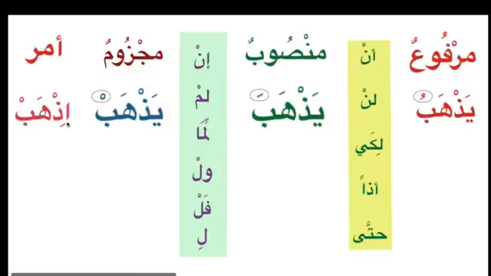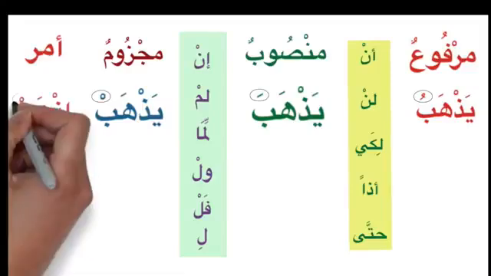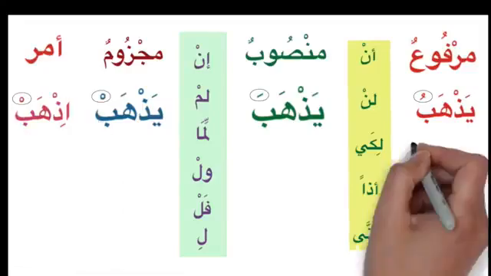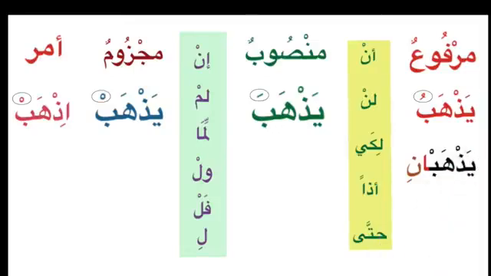Now if you go to another category in fi'l mudari, which is called af'alul khamsa, where the noon comes in. What do we see here? Here the presence of noon is the alamat of marfu. So the presence of noon is the sign of marfu: fi'l mudari marfu' bi thubutin noon. This noon tells us that this fi'l is in the form of mudari.